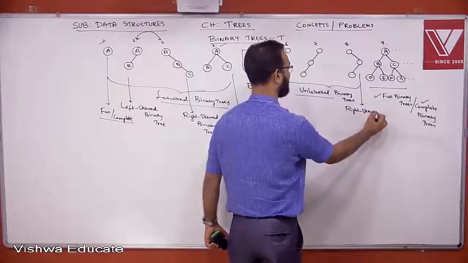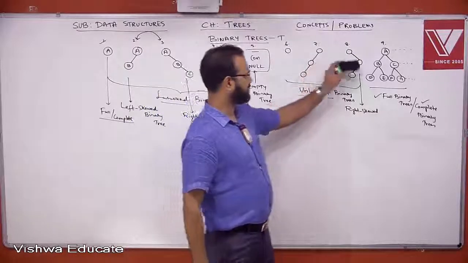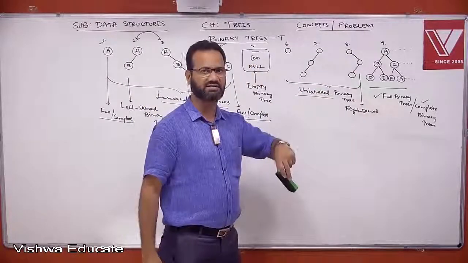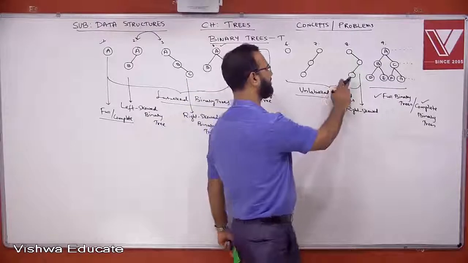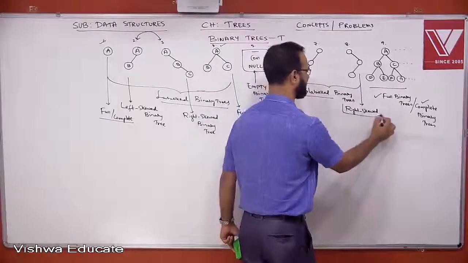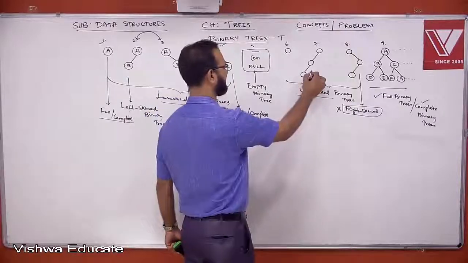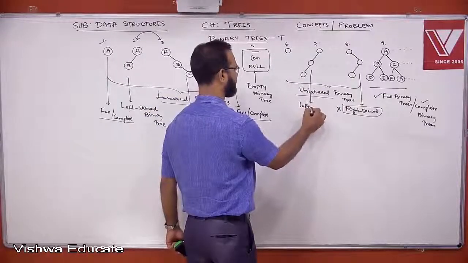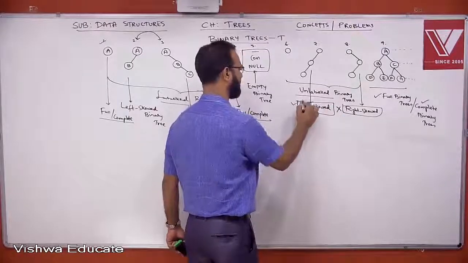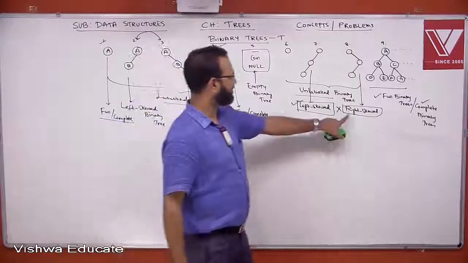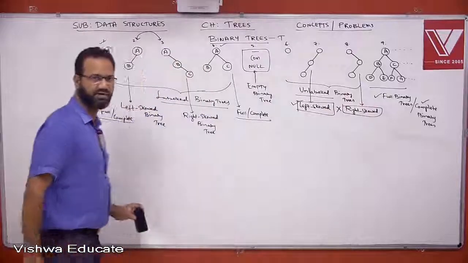Why? It should have only right nodes. There should not be any left node in the tree until you reach the last node. There is a left node over here, so I can't say this one is right skewed. Yes, this is a left skewed one, I can say. Left skewed is true, right skewed is false. I said it is full as well as complete.